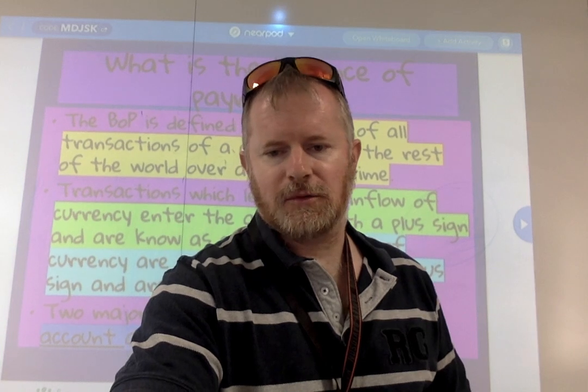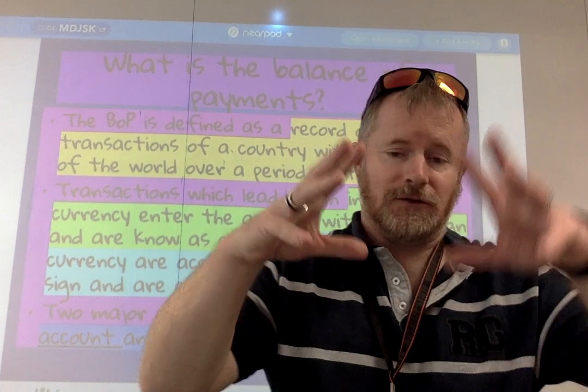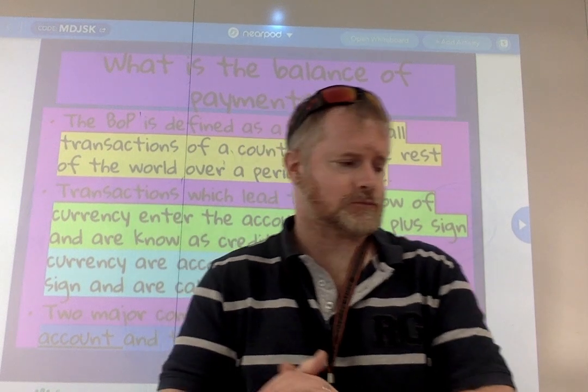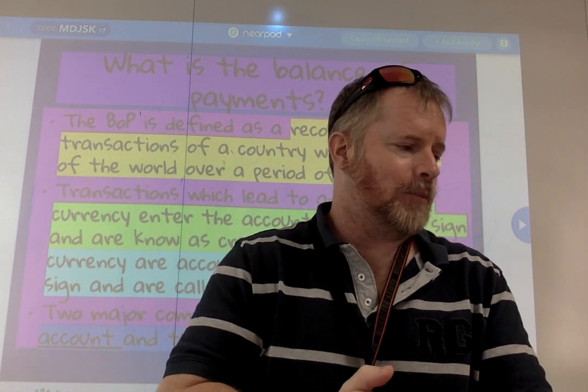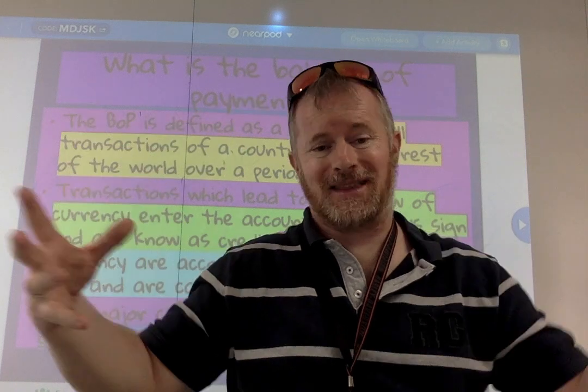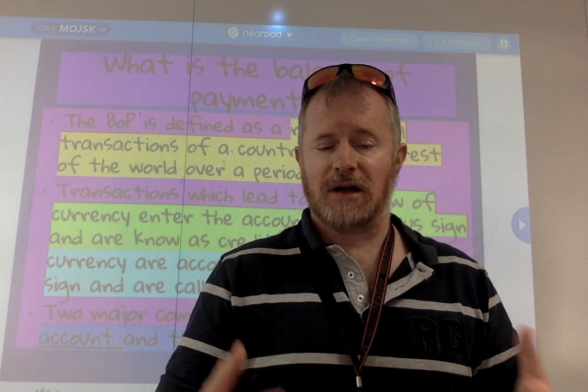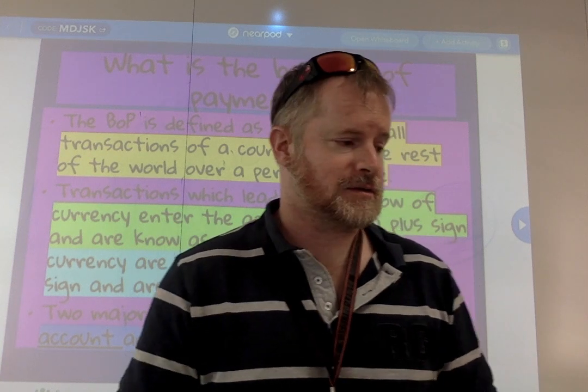All right, that kind of appeals to me. I think that's quite a good visual illustration. But it may be that the idea of the scales, like the scales of justice, is a better image for you to attach to your understanding of the balance of payments.